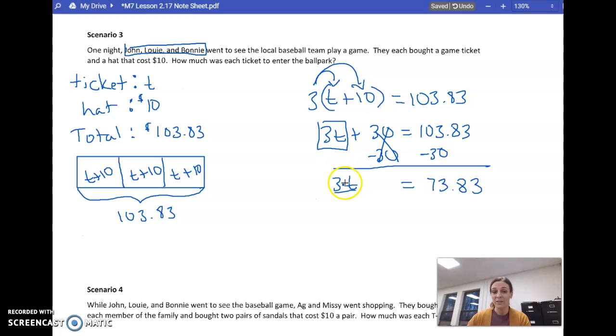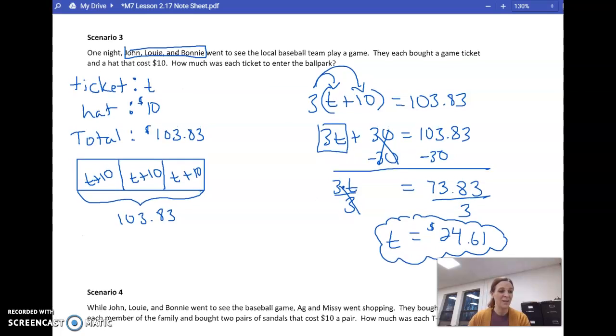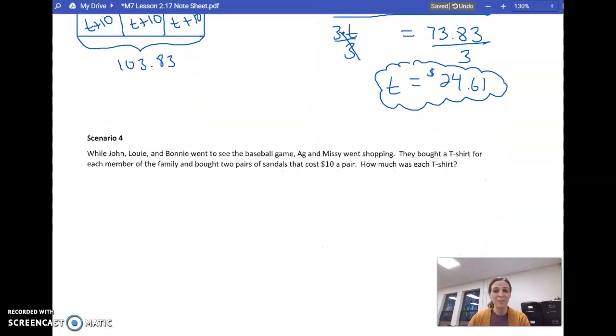We undo multiplying with dividing, so we divide both sides by 3. 3 divided by 3 is 1t, 1 ticket. If you get a calculator and divide this out, you would get $24.61. All right, I'm going to quickly go through this last one because this next one's a little bit different, okay?